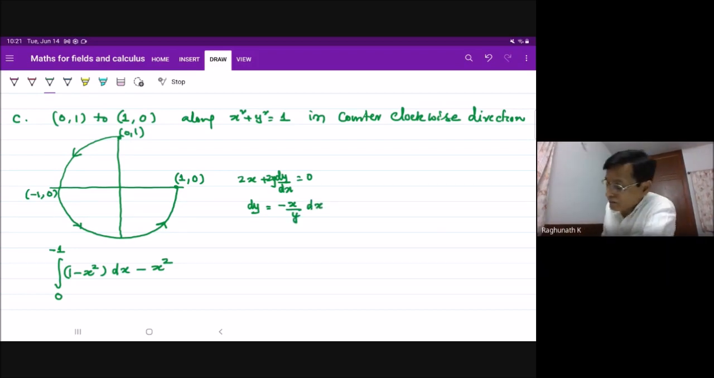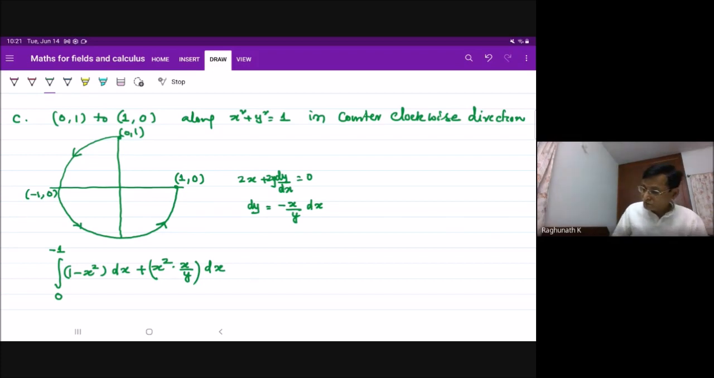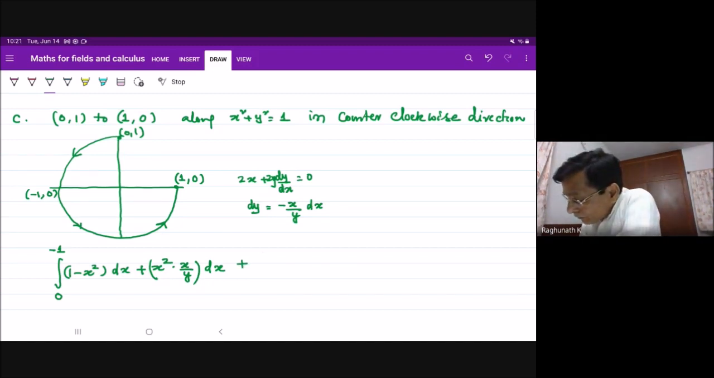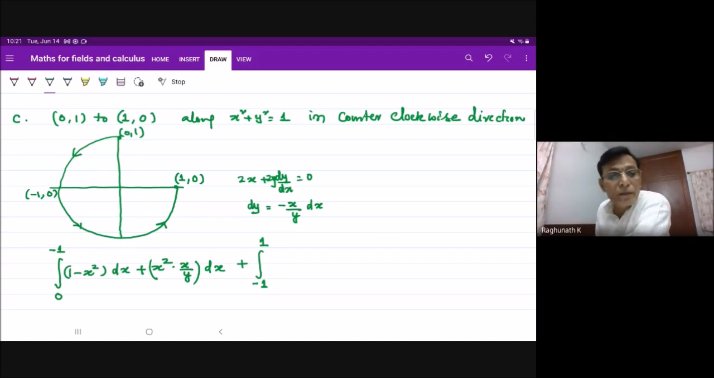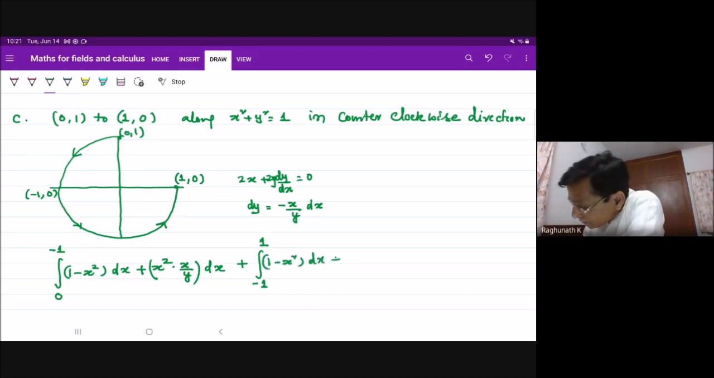So it becomes integral of 1 minus x squared dx plus x cubed by y dx. Plus integral minus 1 to plus 1 along this path, the lower side, of 1 minus x squared dx plus x cubed by y dx.